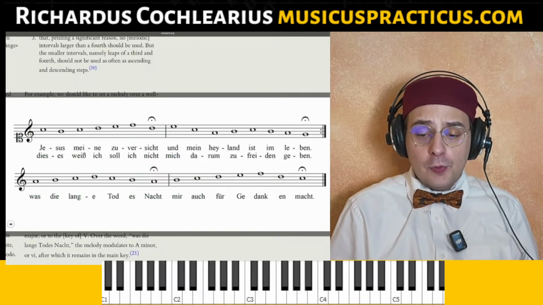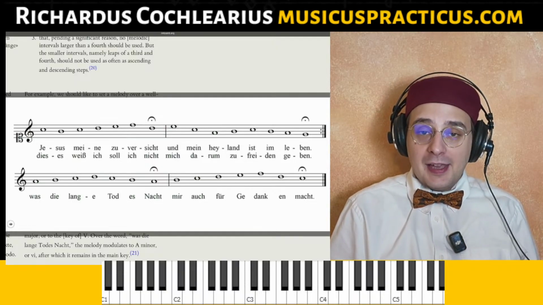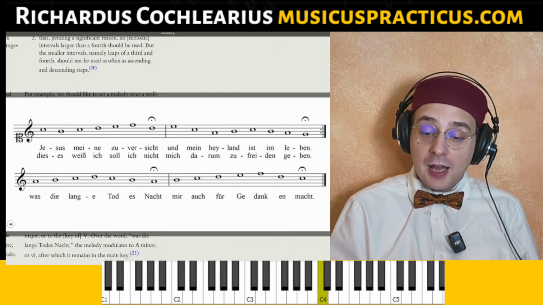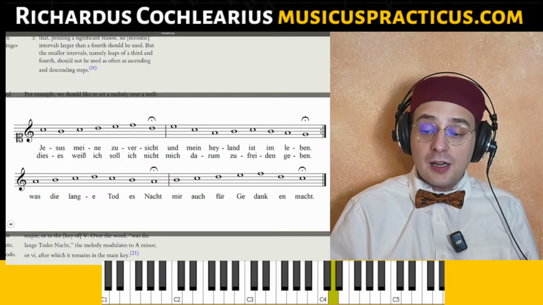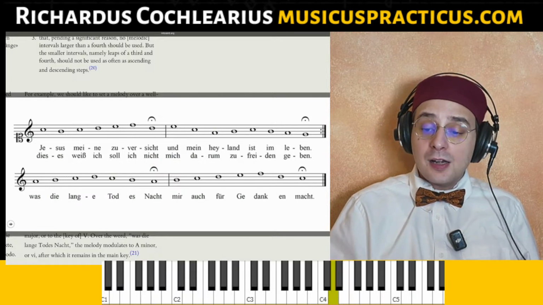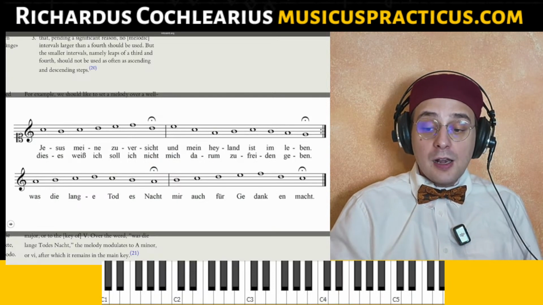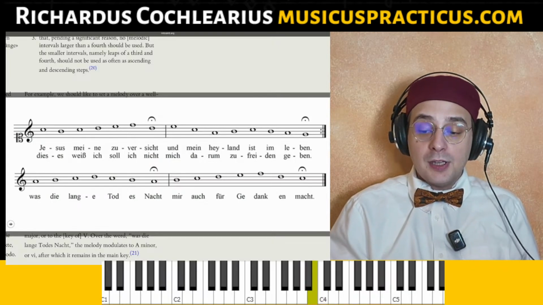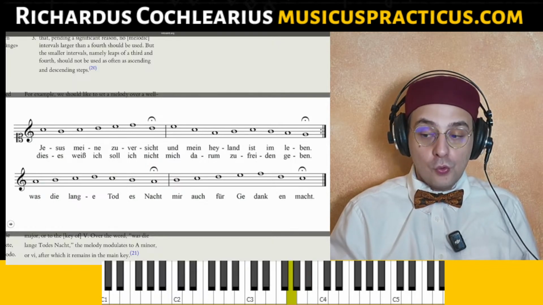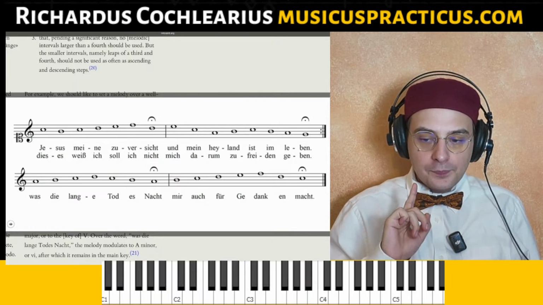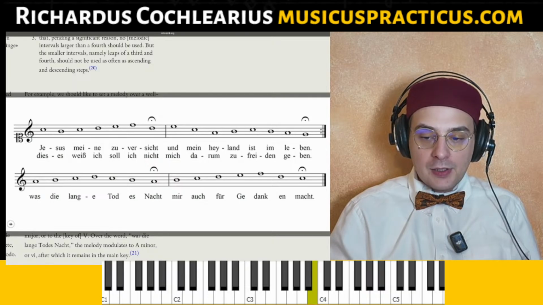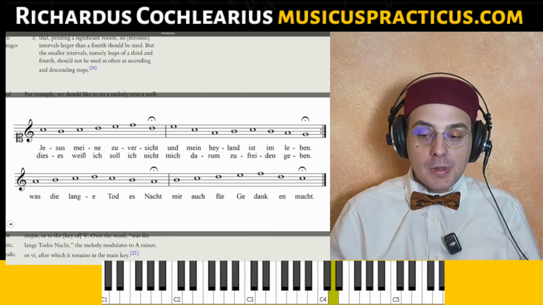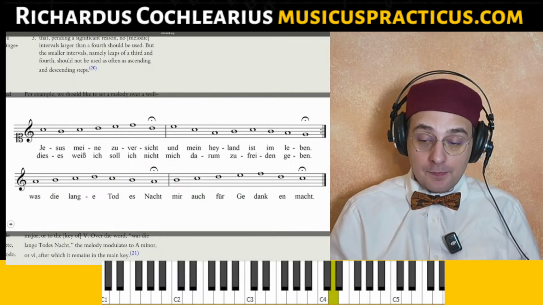It's very important to be aware of the scale degrees. Now I'll read it with hexachordal solmization. Fa, mi, fa, mi, fa, re, mi, fa, re, mi, la, fa, re, mi, fa, mi, re, ut. So as you can see, fa, re, we are ending on re.